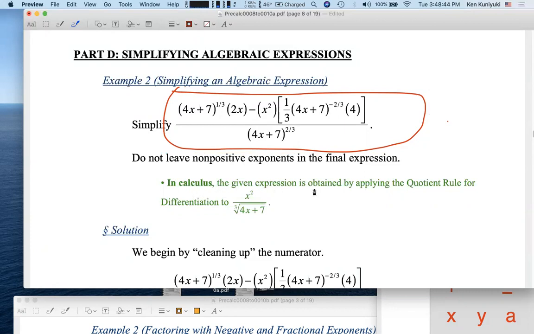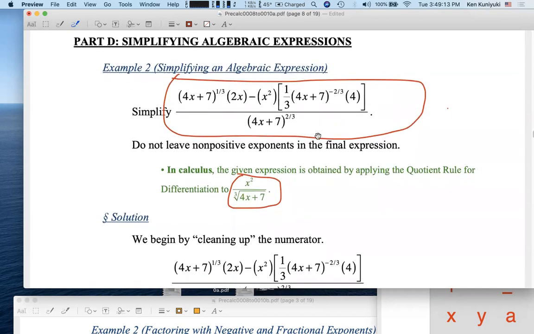This expression is obtained by applying the quotient rule for differentiation, finding derivatives, to this expression here. A fairly basic algebraic expression. So you do see things like this in calculus, and you may be called upon to simplify these things. I'm not kidding. Now, there are many ways that you can attack this problem, but the key thing is to show work along the way and understand that your friend may come up with a different solution from yourself. All right.